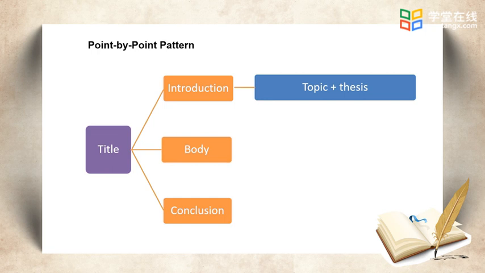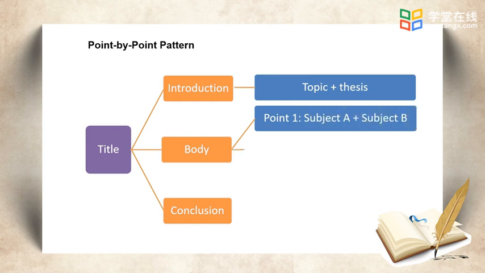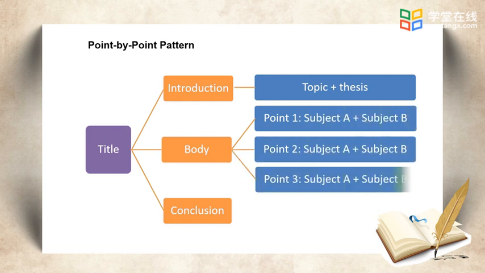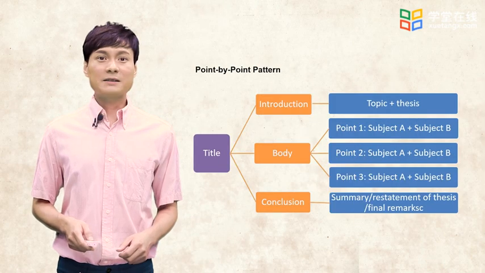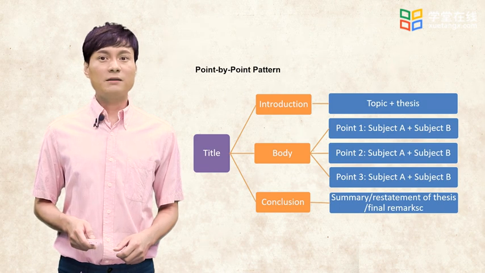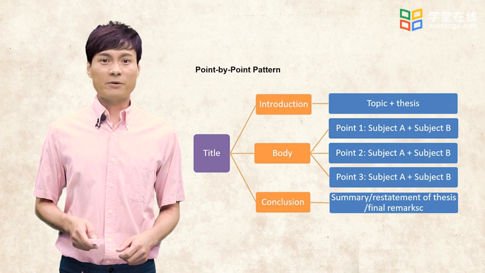Suppose there are 3 body paragraphs. Each of the body paragraphs focuses on one similarity or difference. In the paragraph, we need to explain in what way the two subjects are similar or in what way they are different. There are 2 things we need to be careful about. The first is to maintain the order of the 2 subjects explained in each body paragraph. If we explain subject A and then subject B in the first body paragraph, we should follow the same order in other body paragraphs too.